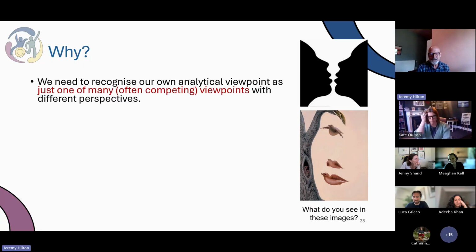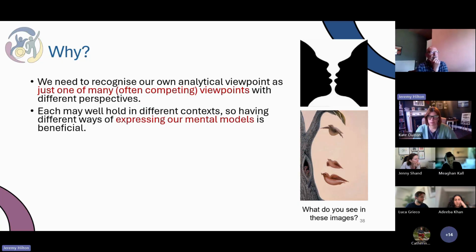So why do we want to build this common and shared understanding? Well, you probably know why, because I've been talking about it quite a lot. We have to recognize that our own viewpoint is one of many viewpoints, because we've got different perspectives, and because we all sit in different contexts, each may hold well in a different context. So having different ways of expressing mental models is beneficial, hence why I'm bringing out a number of techniques, each of which looks at a mental model or a context from a different point of view. They're designed to be used individually and collaboratively.